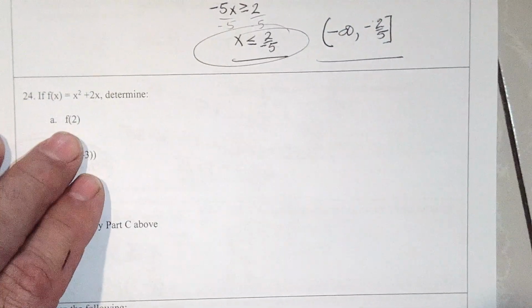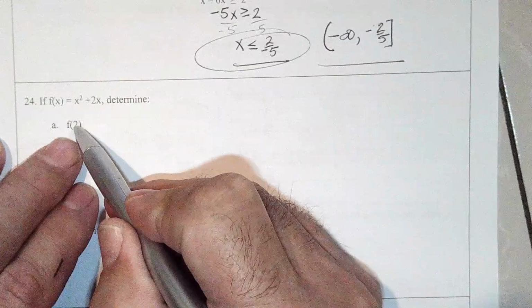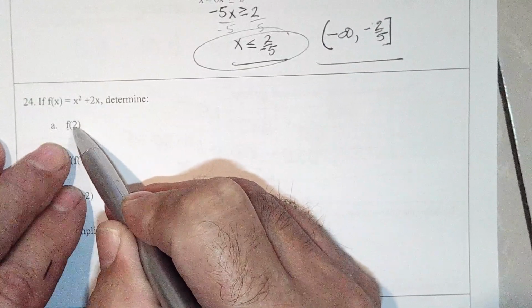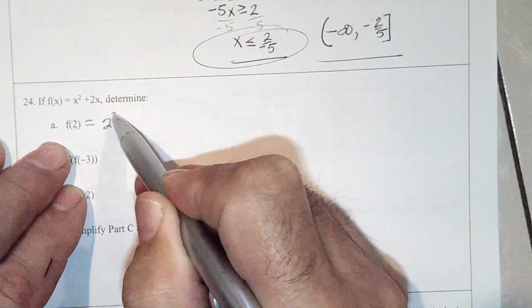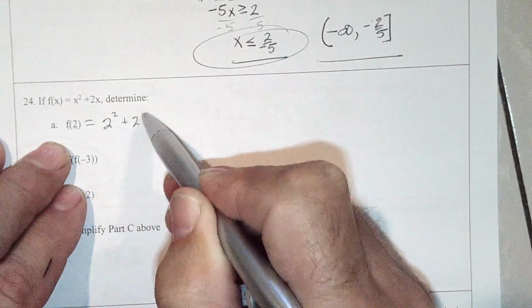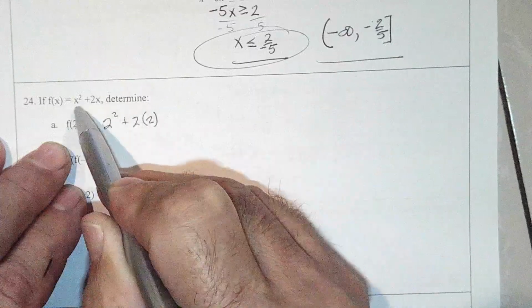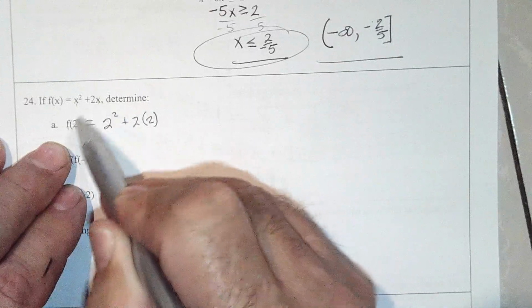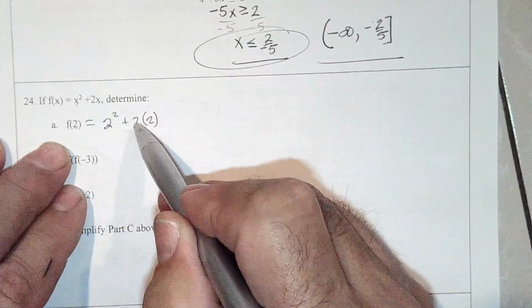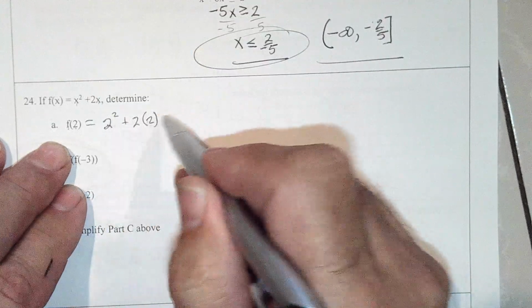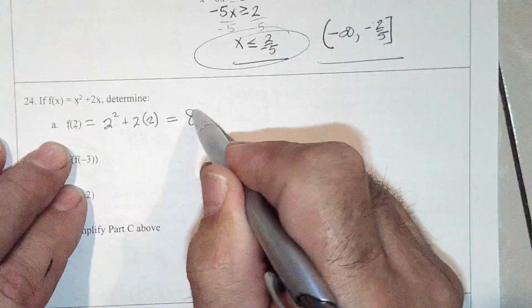Okay, so function notation. Do we know how to calculate f when x is 2? So that's going to be 2 squared plus 2 times 2. I replace the x there and the x there with 2. So I get 2 squared 4, 2 times 2, 4. So I get 4 plus 4 is 8.